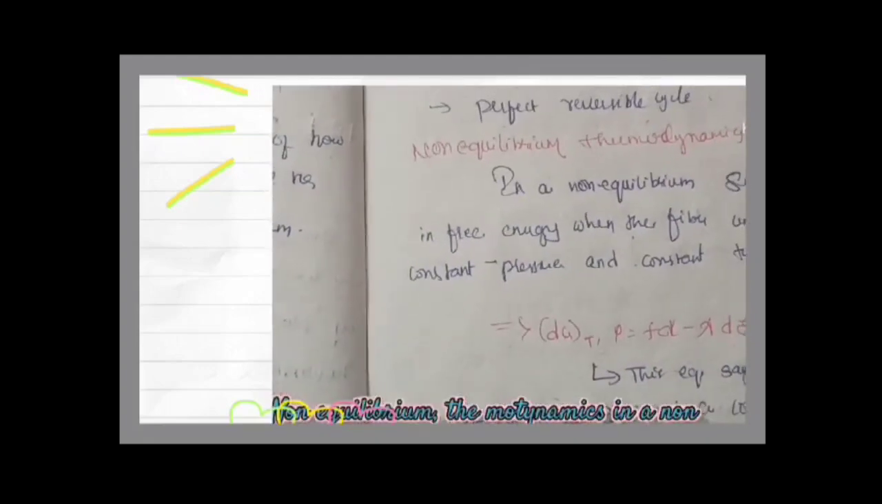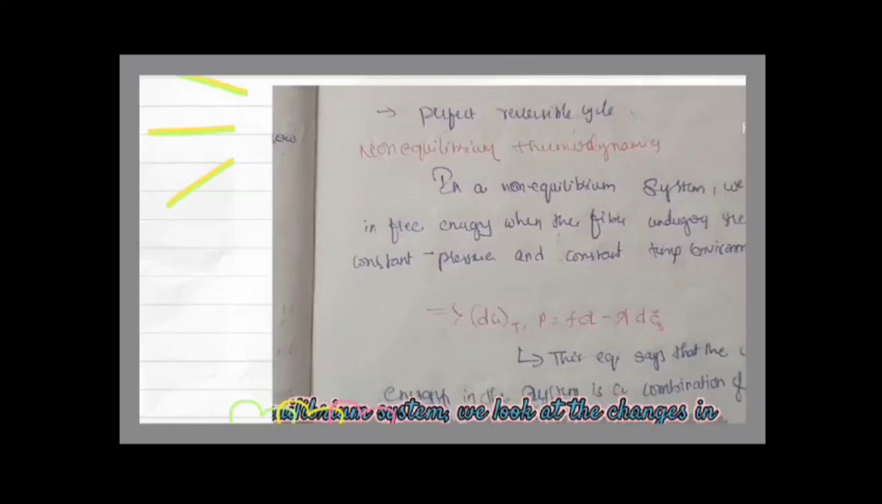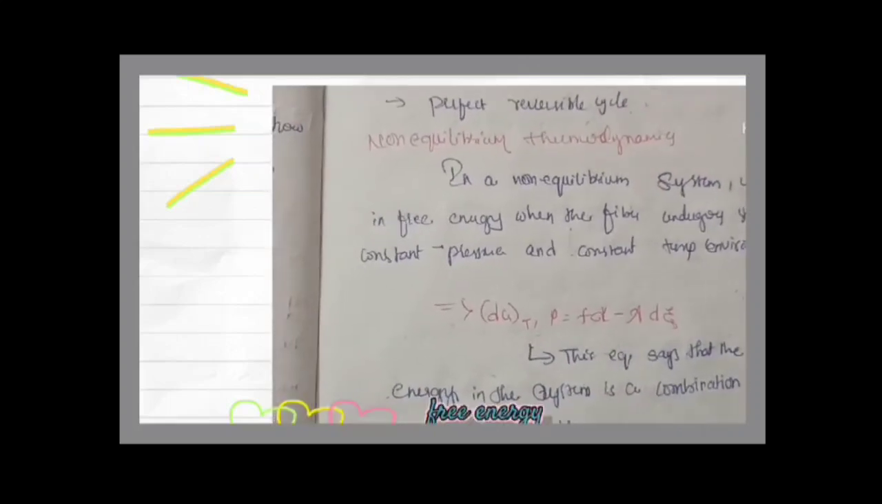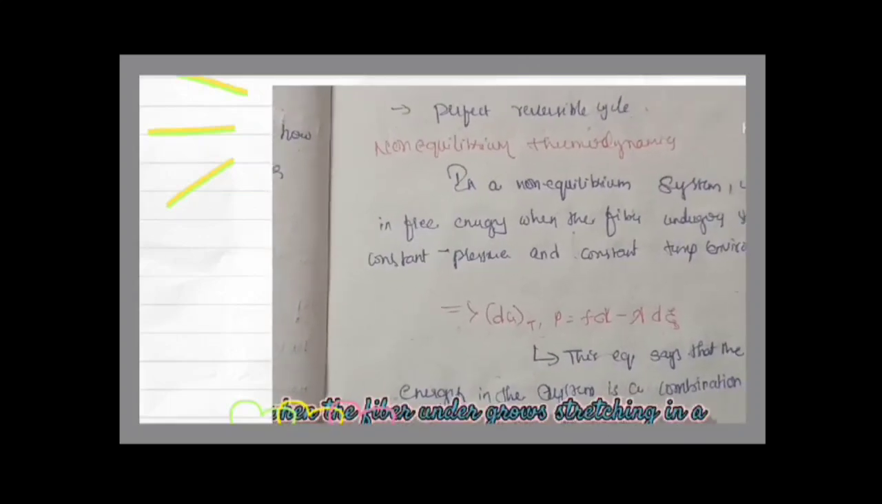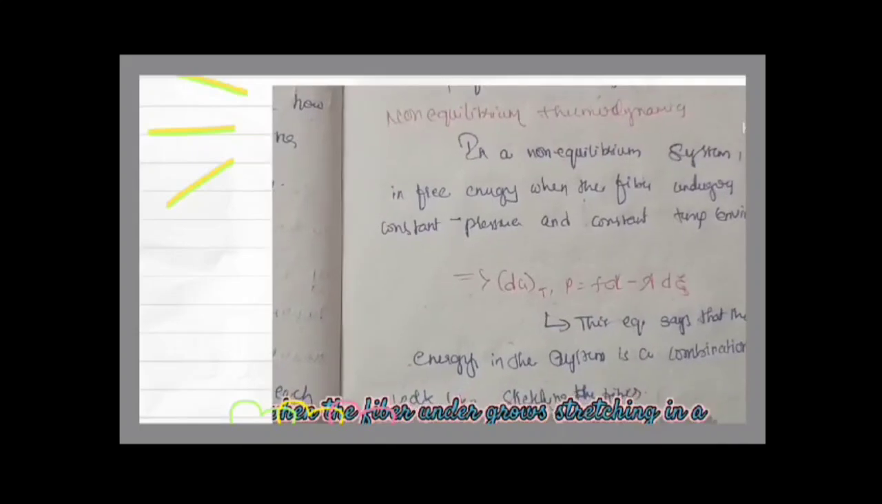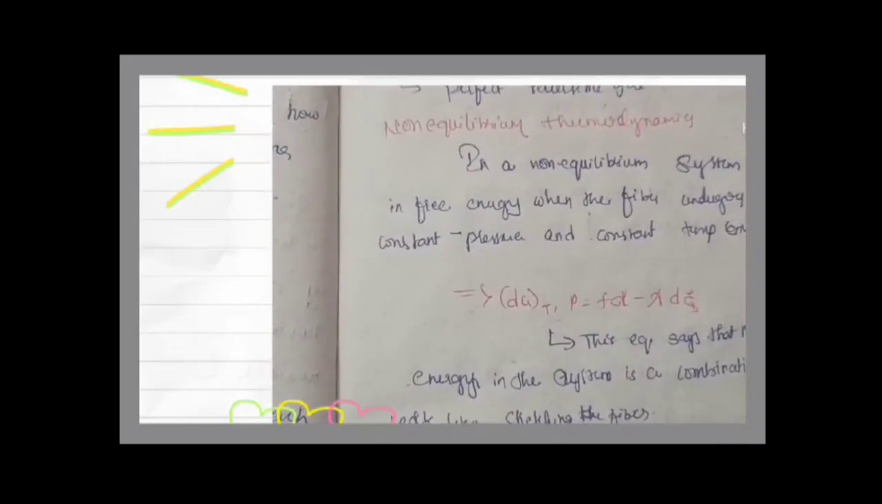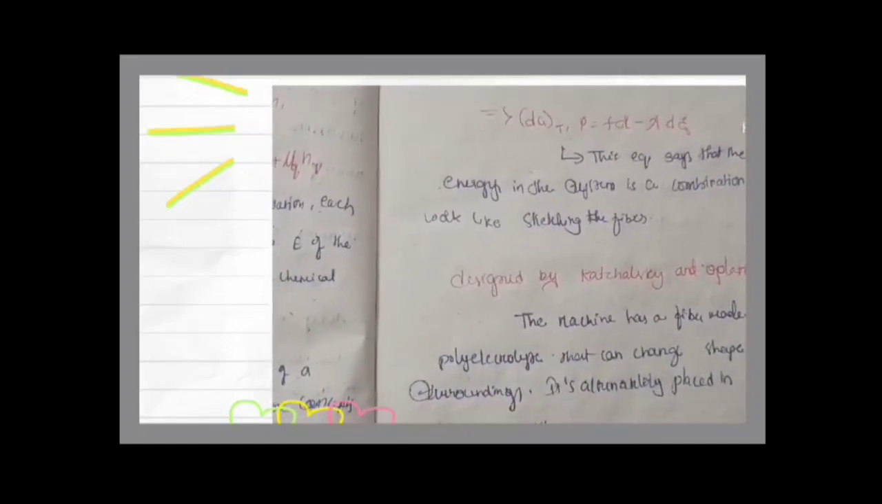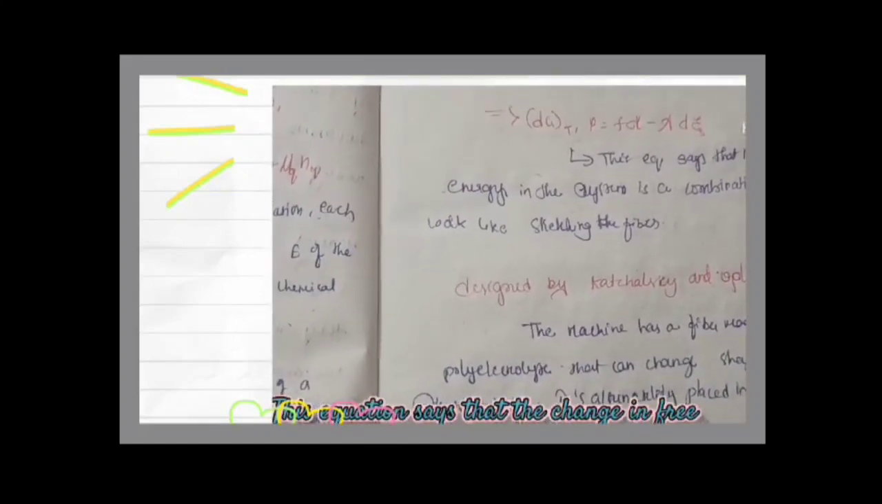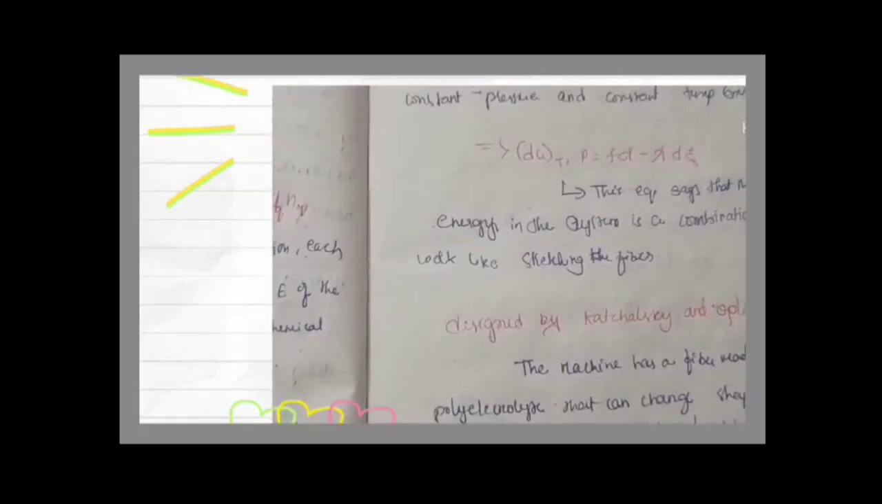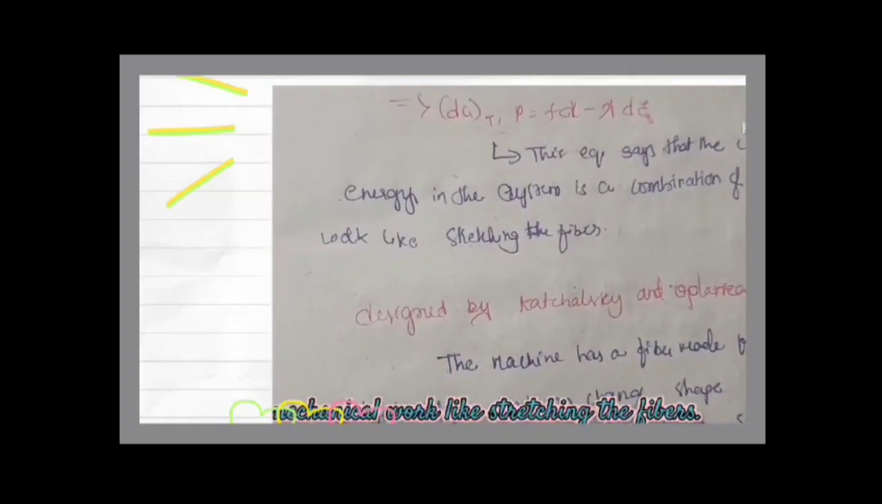Non-equilibrium thermodynamics. In a non-equilibrium system, we look at the changes in free energy when the fiber undergoes stretching in a constant pressure and constant temperature environment. This equation says that the change in free energy in the system is a combination of mechanical work, like stretching the fibers.